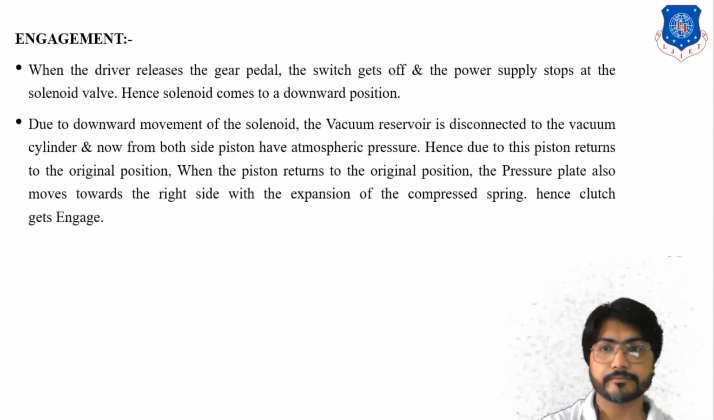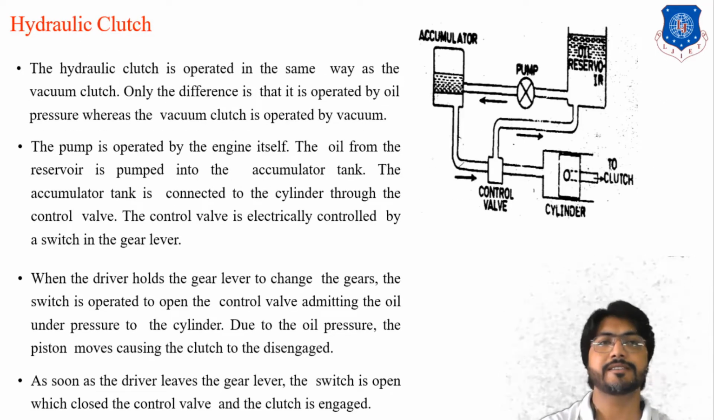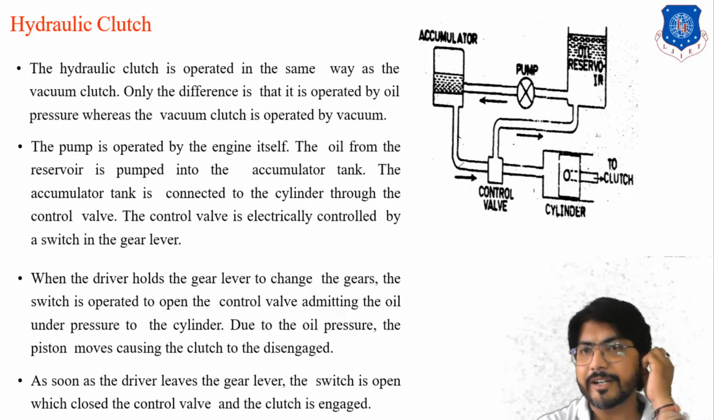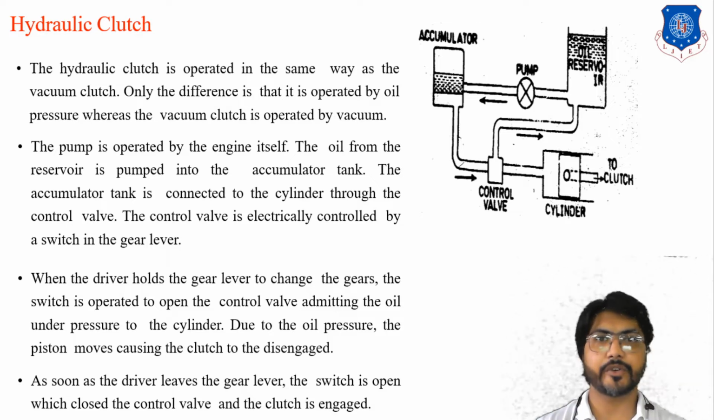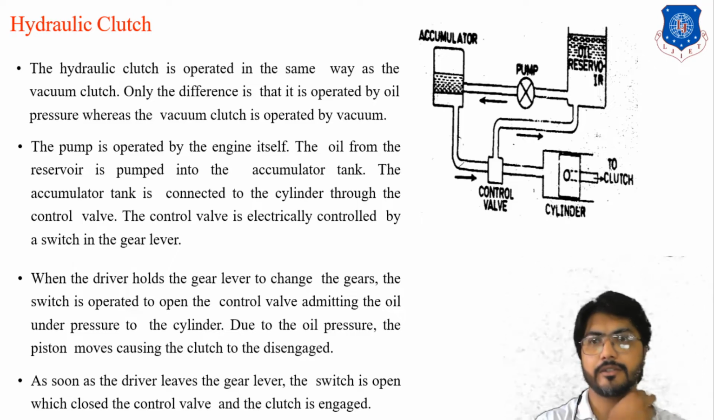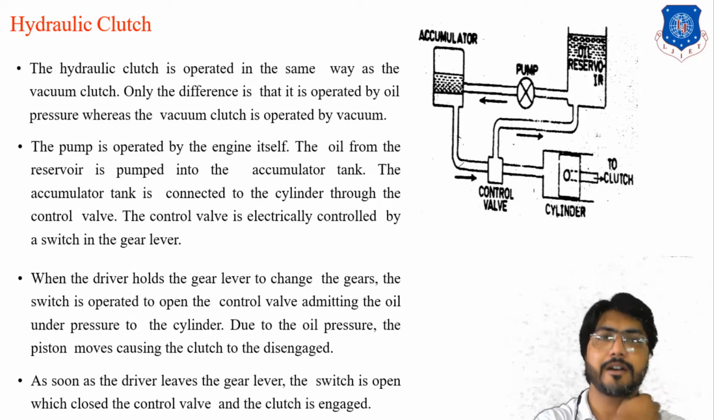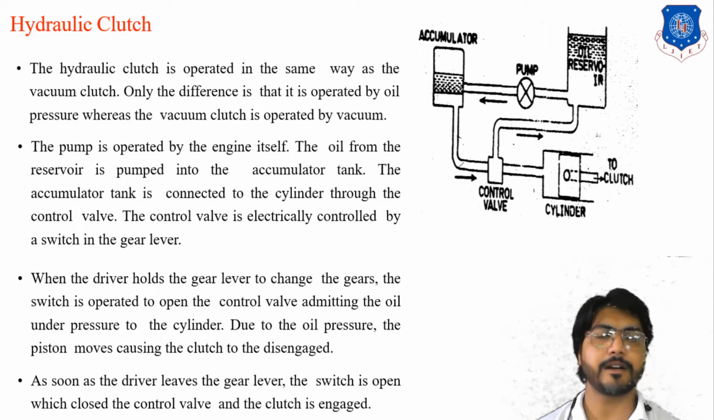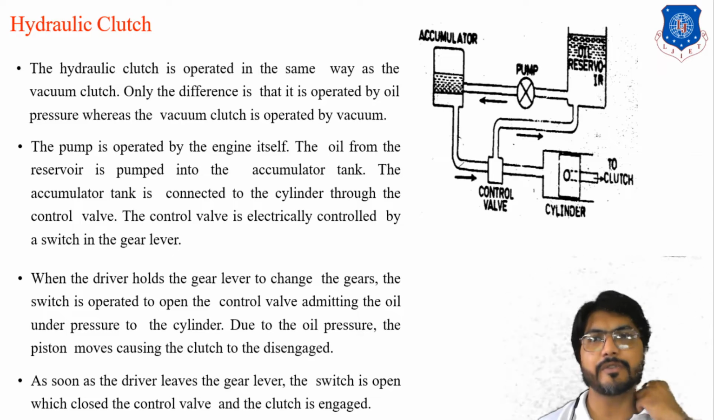Next is the hydraulic clutch. It is different from the vacuum clutch. In the vacuum clutch, vacuum is used. In the hydraulic clutch, we use some fluid to operate the clutch instead of vacuum. Otherwise it is similar to the vacuum clutch. Just the arrangement is changed, and it is supplied to the clutch with the help of hydraulics, or we can say fluid.